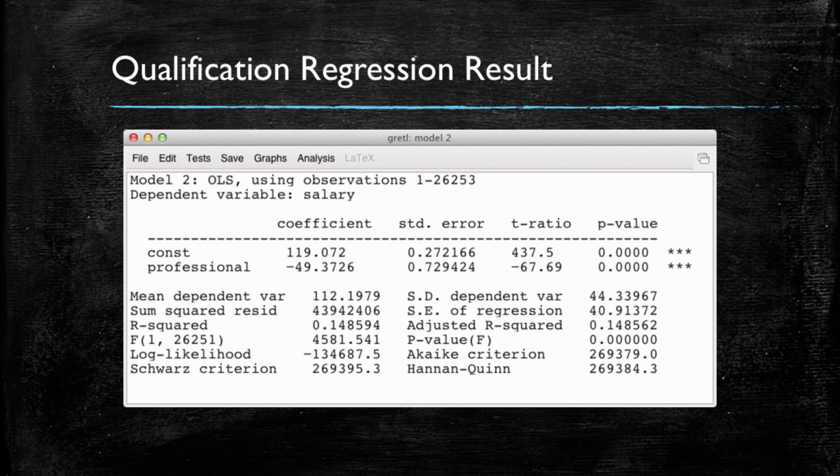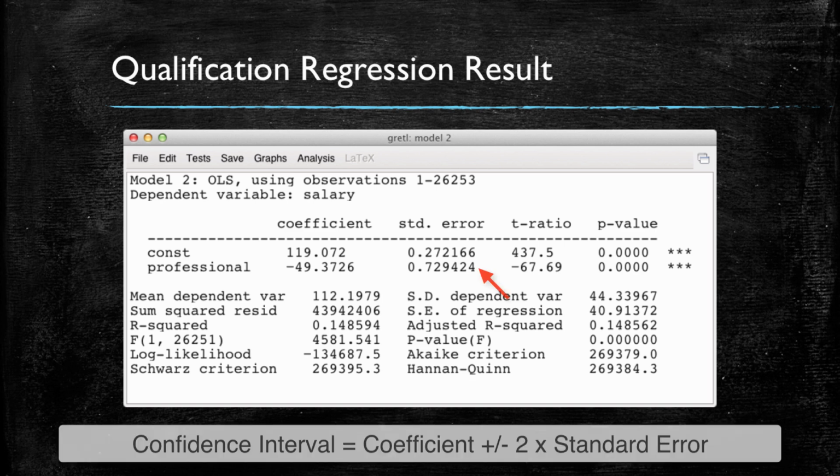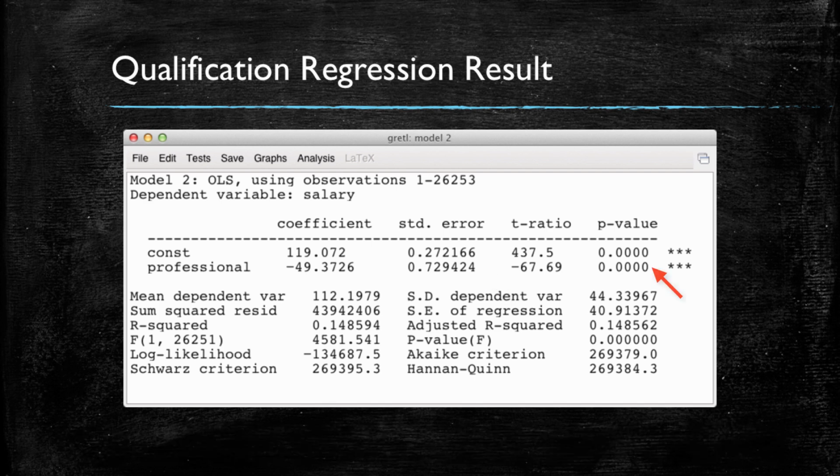This is the regression output from our model. Note that we have an intercept of 119, and the coefficient for our professional dummy variable is minus 49. Also, note something that is very important for our forthcoming analysis. The coefficient for professional is statistically significant, which means that it is statistically different from 0. If we computed the confidence interval based on the standard error of 0.72, we know that there's no way that minus 49 would turn into a 0. Moreover, the p-value is pretty much 0, which means we're very certain that 0 is not within the potential values of the professional coefficient.